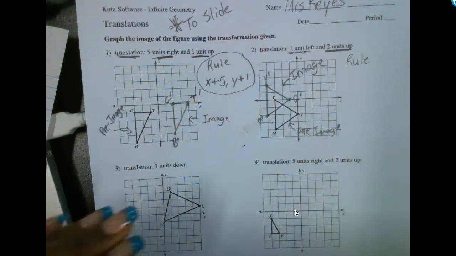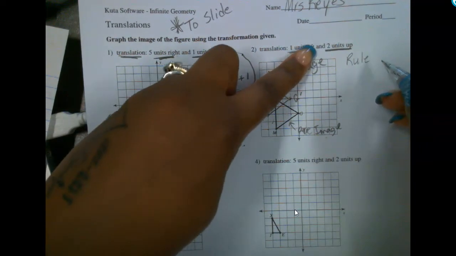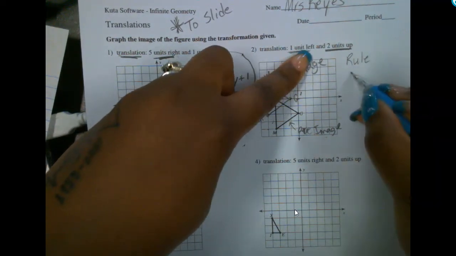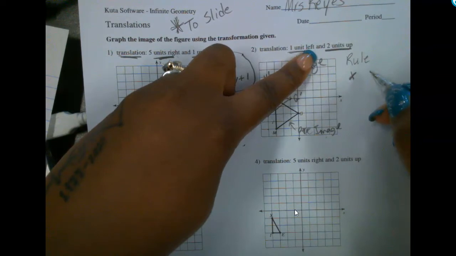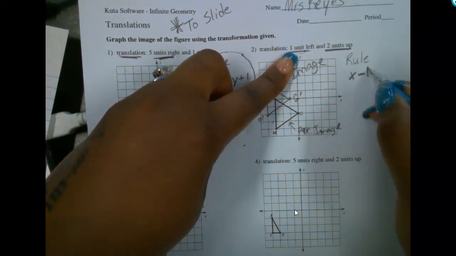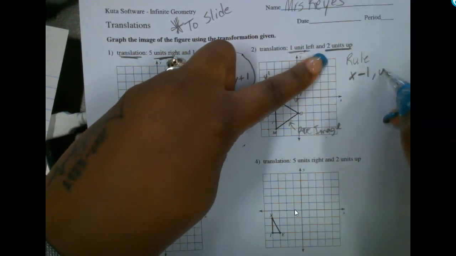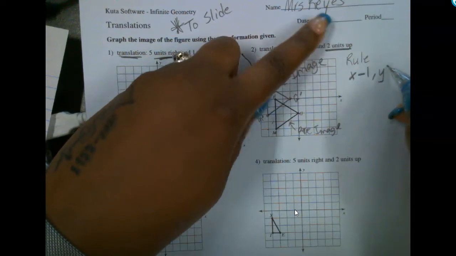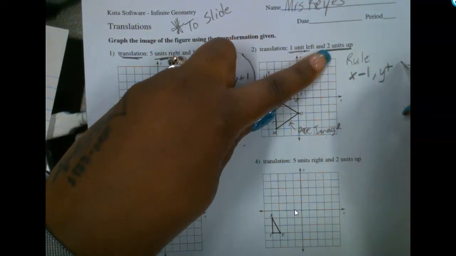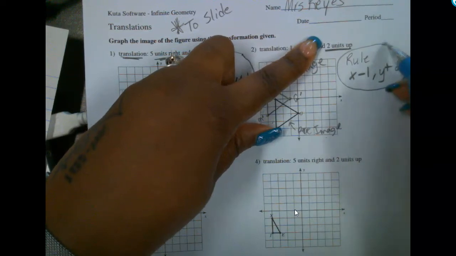All right, let's see what you get, okay? So here, remember left, right is X. Since it's to the left, you're going to subtract. How much is it going to the left? Once. Up, down is Y. Since it's going up, you're going to add. How much are you going to add? 2. This is the rule. Okay?